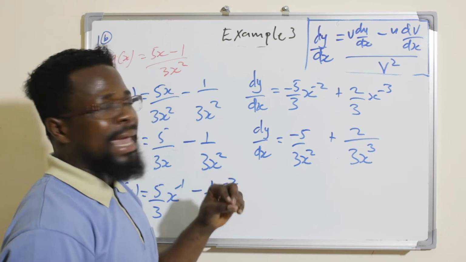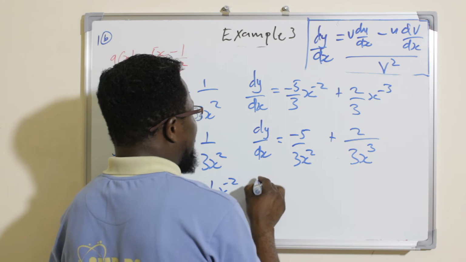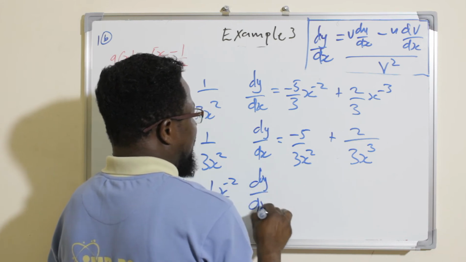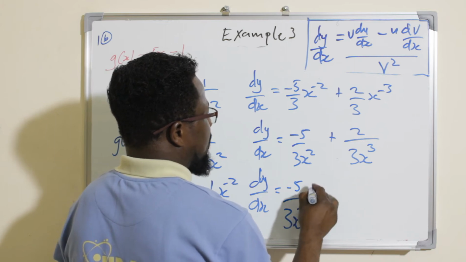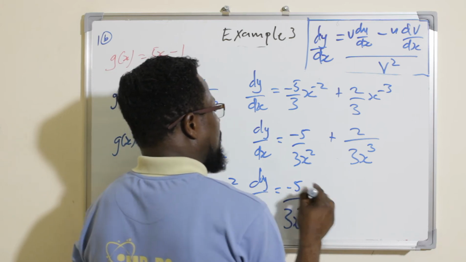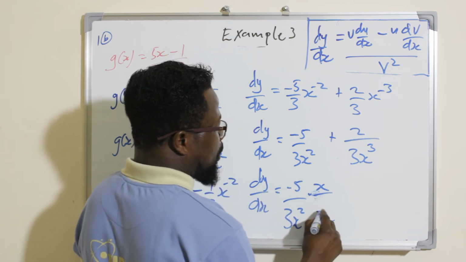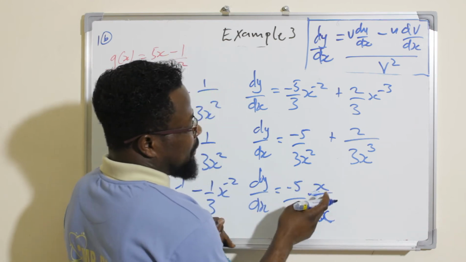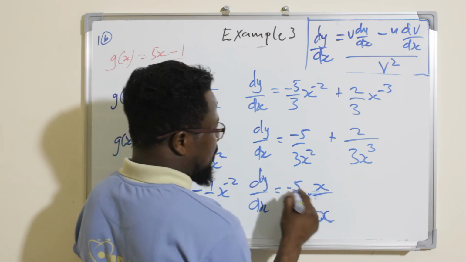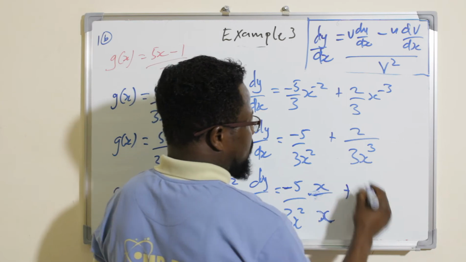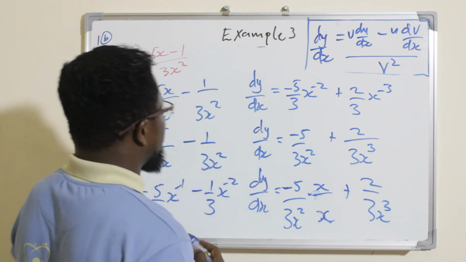So how do I make it the same? Well, to make this look the same way, all I need to do is say dy/dx is now negative 5 over 3x squared being multiplied by x. So it's like I've done nothing to the answer. x divided by x will give me 1. So I've done nothing to that by just multiplying that by this. It's the same thing. Plus what? 2 over 3x cubed. And what will this give me?